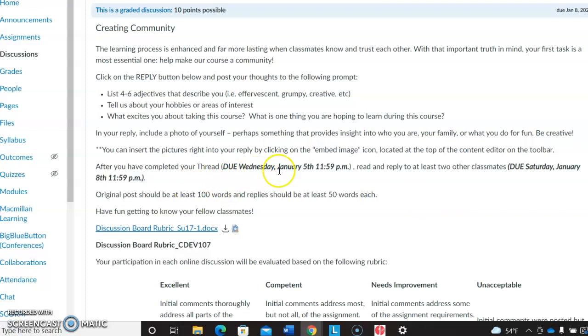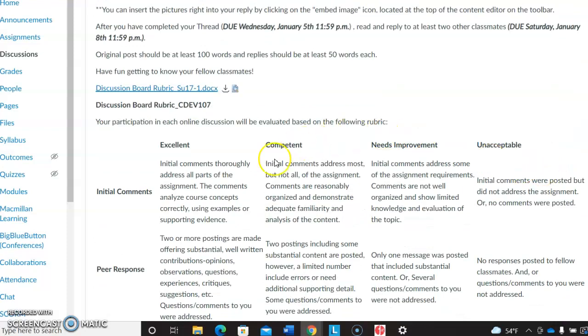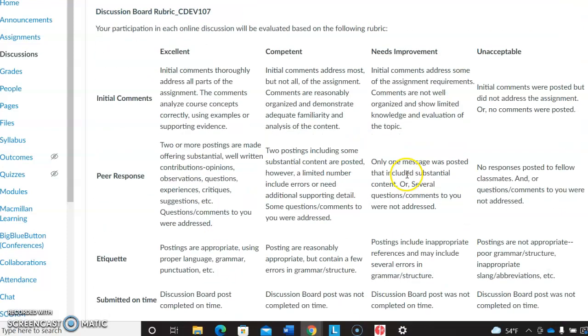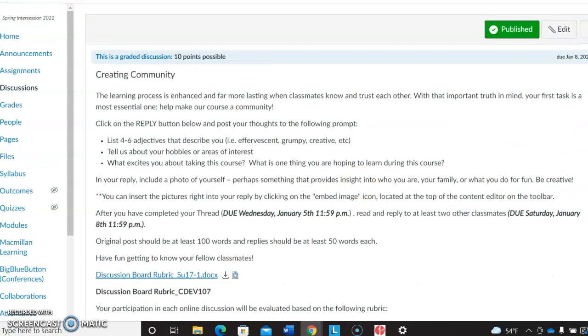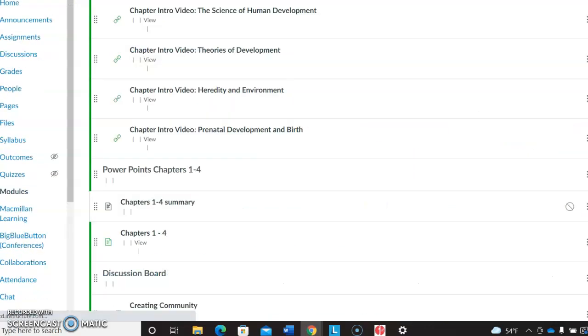Again, the original thread is due by Wednesday, you answering these questions, and then you need 2 peer posts, you looking at 2 of your peers that answer these questions, and that's due by Saturday. And I will always give you a rubric, and it'll tell you exactly what I'm looking for. And that is creating community. That's an easy one, talking about yourself.